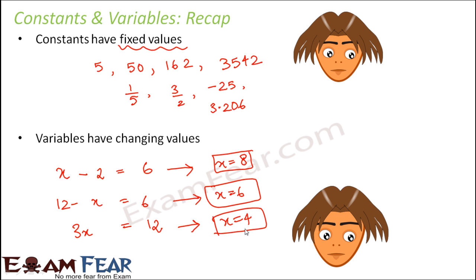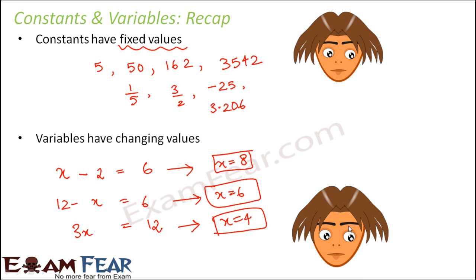So what is happening? You see that the same variable x is taking different values, 8, 6 and 4, in different equations. The same way this girl was taking different hairstyles in different parties. In a fun party it was different, in school it was different, in a family party it was different. Similarly, the values that x acquires are different depending upon the situation. So x is a variable.